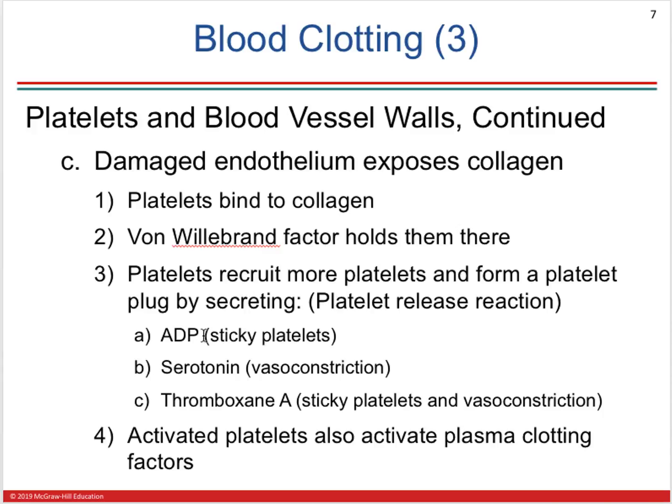And so they release ADP. This helps to make platelets sticky. Serotonin, the same serotonin we talked about in the central nervous system, but in this case it's working as a vasoconstrictor to help reduce blood flow and reduce the loss of blood through a damaged blood vessel. And then again, one of these other prostaglandins, in this case called thromboxane A2. These help to make platelets sticky and also cause vasoconstriction. And then there's going to be a cascade of clotting factors that we'll discuss in just a moment.